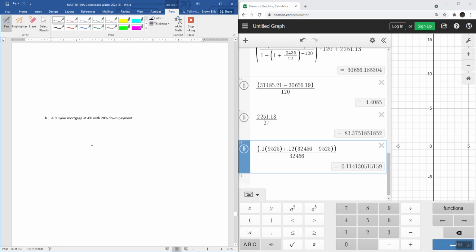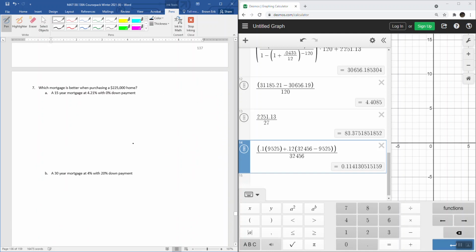Okay, here's our last question. So the question here is, which mortgage is better? All right, well, to determine which is better, we have to calculate the total cost. So that involves calculating the monthly payment. Notice our P here for a 0% down payment is $225. You might be doing this, you're definitely doing this in your project if you chose to buy a house, as opposed to financing a college degree.